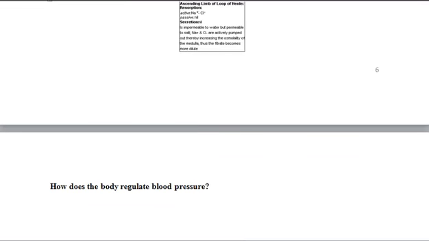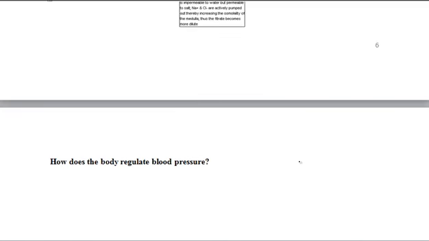And finally, we want to take a look at how the body regulates blood pressure. And we talked briefly in the circulatory system about how the body regulates blood pressure by vasoconstriction or vasodilation, making the blood vessels narrower or wider, but it also does it by altering the amount of salt and water in your blood. So we're going to take a look at that.